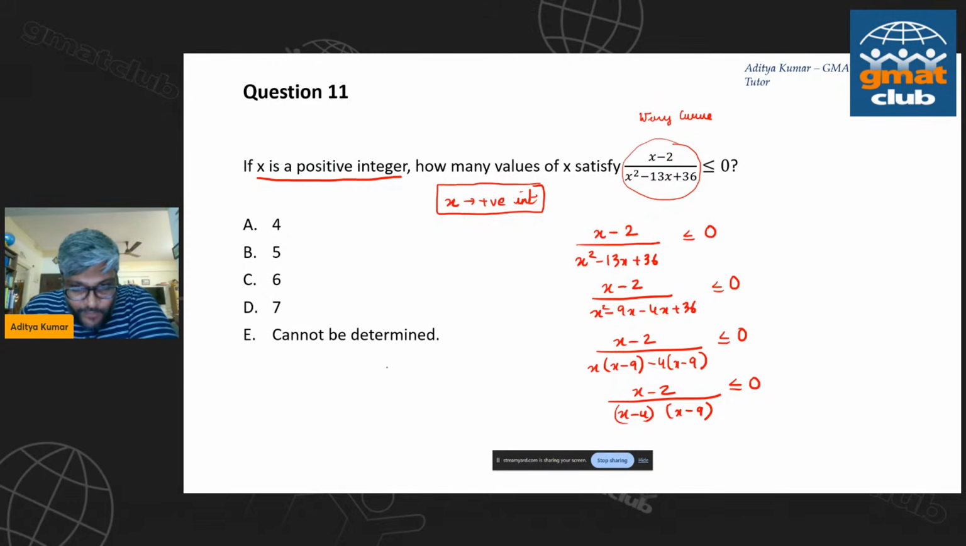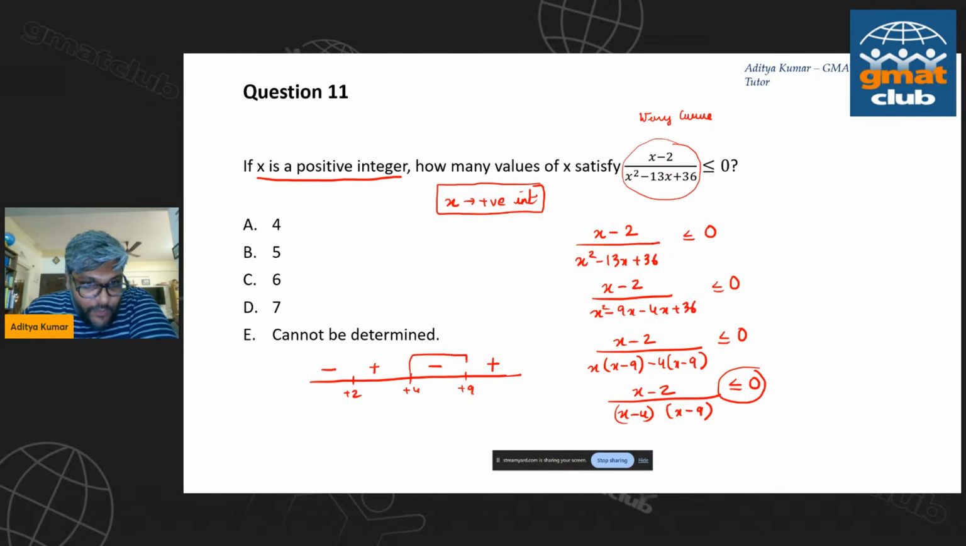Now I'm going to plot it out. I'm going to plot out all the roots. So it's going to be plus 2, plus 4, plus 9. Start with the extreme rightmost region. That's positive, negative, positive, negative. It's less than or equal to 0, so my solution should be on the negative portions inclusive of the boundaries. I'm shading it, negative portion inclusive of the boundaries.